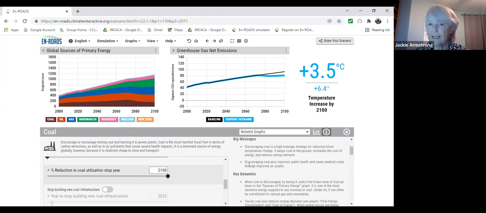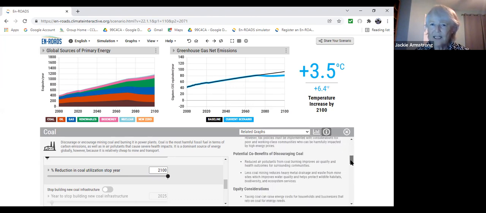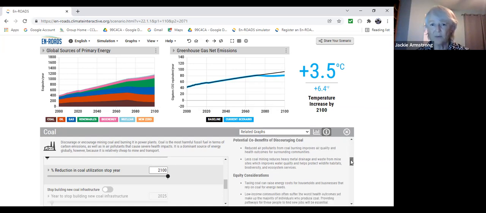Discouraging coal is a high leverage strategy for reducing future temperature change. You can get the key dynamics of how it works, and you can get some coal benefits illustrated. Coal emits fine particulate matter into the air, and it creates a lot of health problems across our country. And there's concrete evidence that we'll save lives if we decrease our coal production.